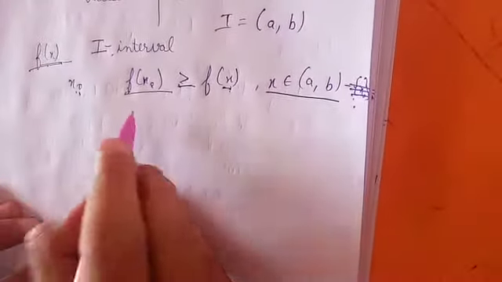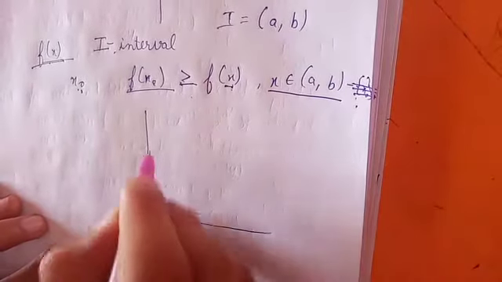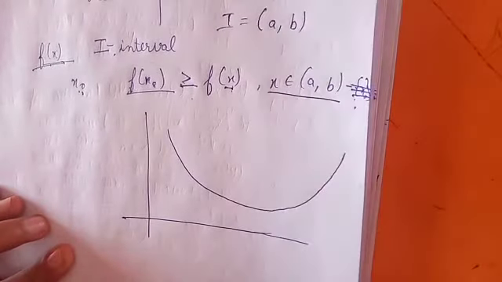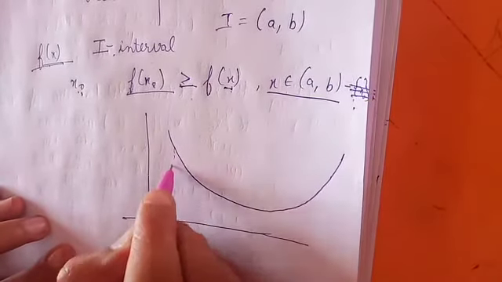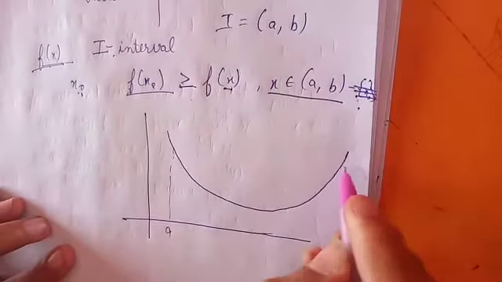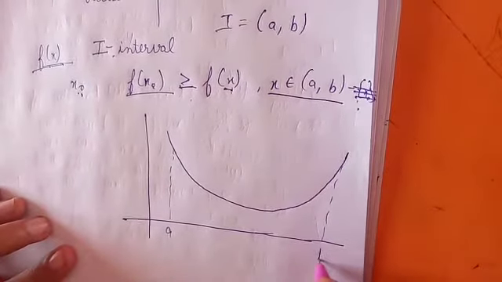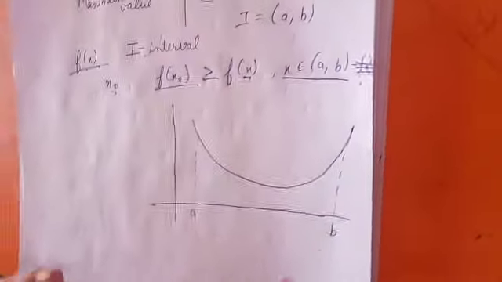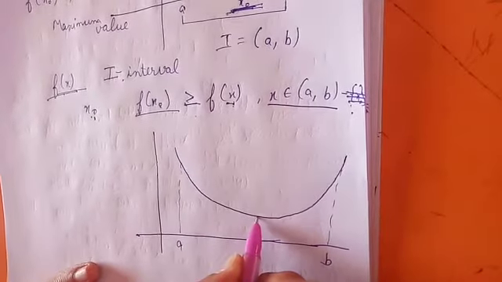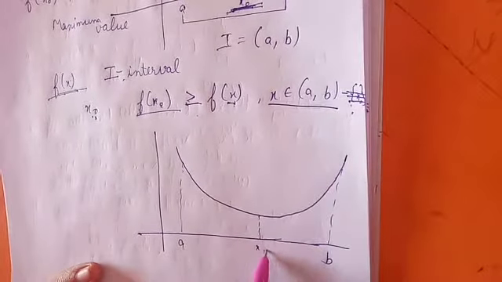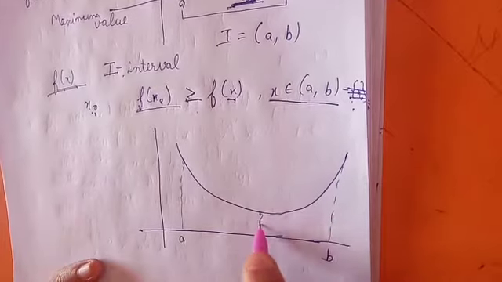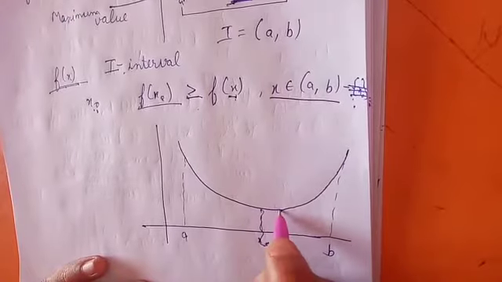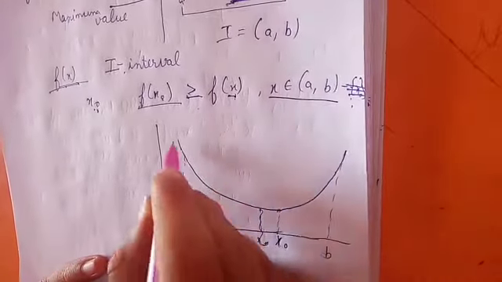In minima, what will we do? Again we will have a graph. This time say this way, where this is our point A and this is our point B, and our interval is from A to B. Now consider this graph. Here also at point x naught, you can see that at point x naught it has the minimum value in the whole graph.